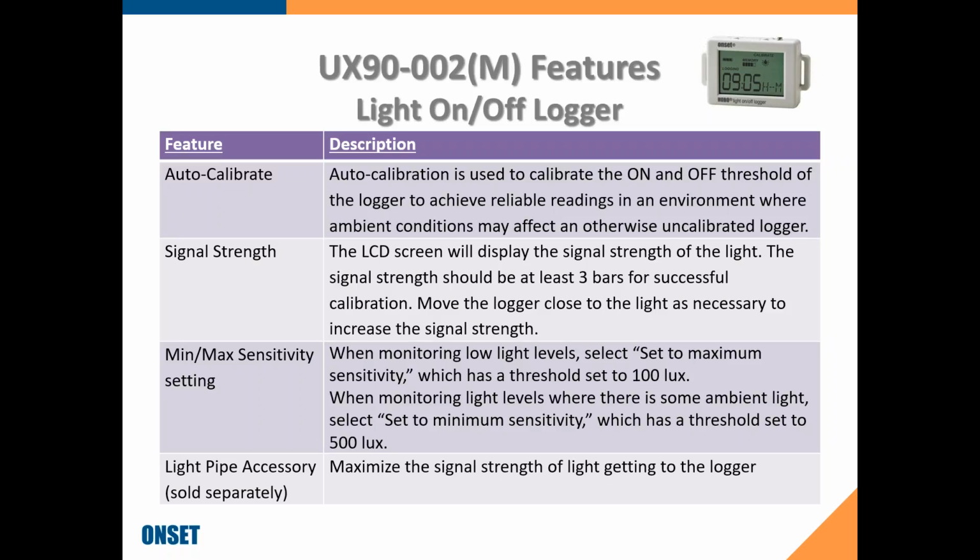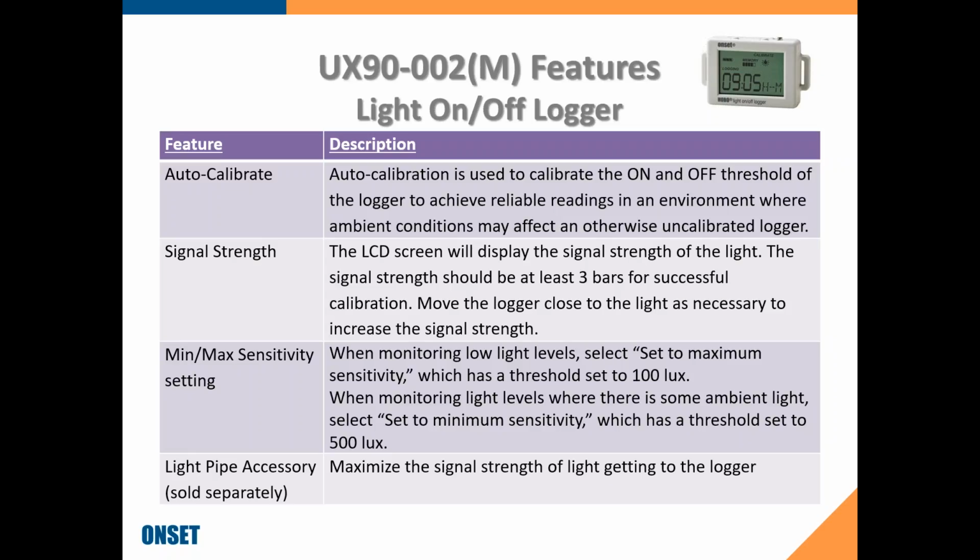We do have a way to set the sensitivity on this. It has a threshold up to 100 lux. So when monitoring light levels where there is some ambient light, select that minimum sensitivity, which has that threshold set to 500 lux.